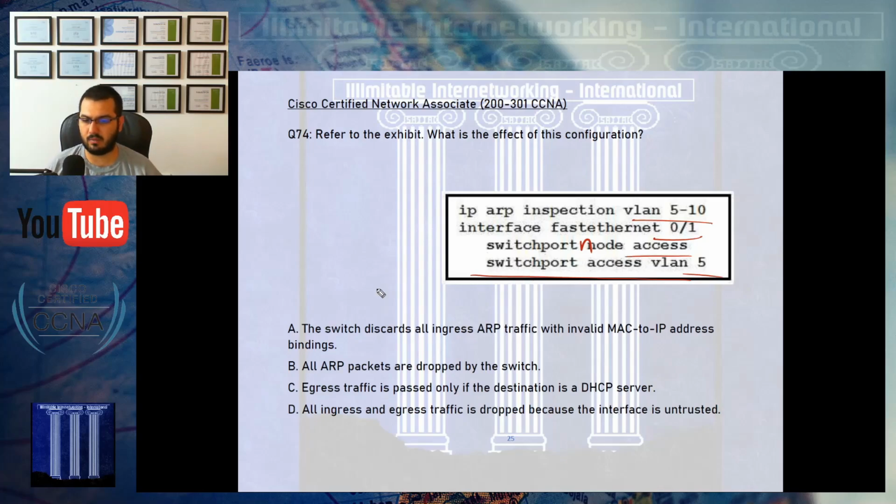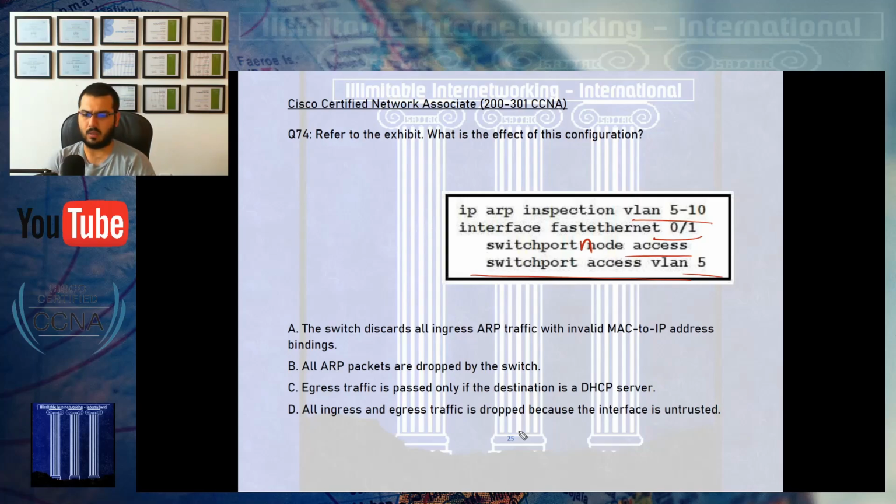I talked about that in chapter 5. I believe it was not the last video, but the one before the last video, for ARP inspection. The option says the switch discards all ingress ARP traffic with invalid MAC to IP. It's not about valid or invalid, it will be a disaster. All ARP packets are dropped by the switch. I think egress traffic is passed only if the destination is a DHCP server. No, it's not about that. All ingress and egress traffic is dropped because the interface is untrusted.